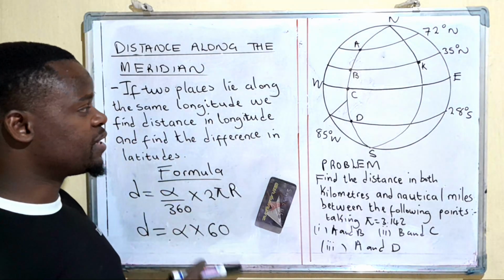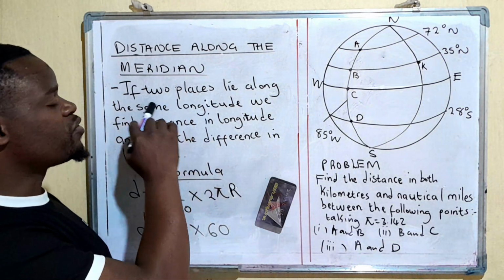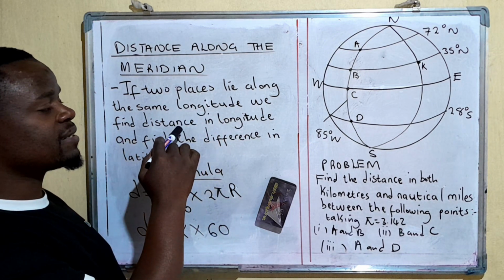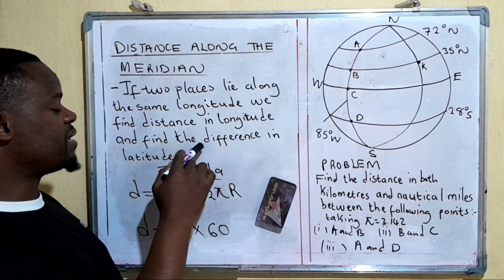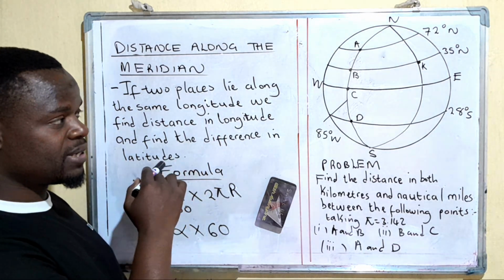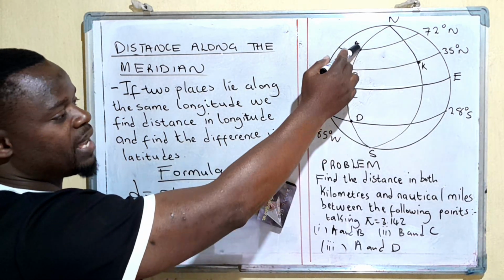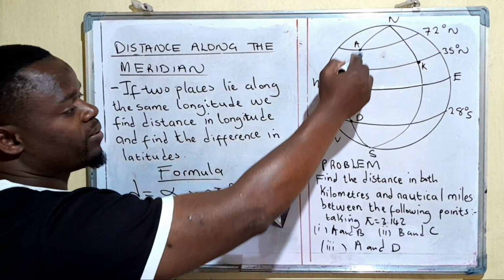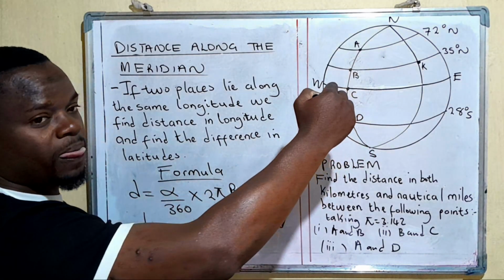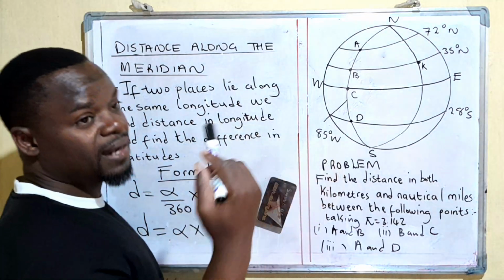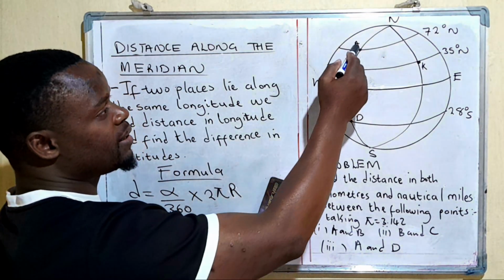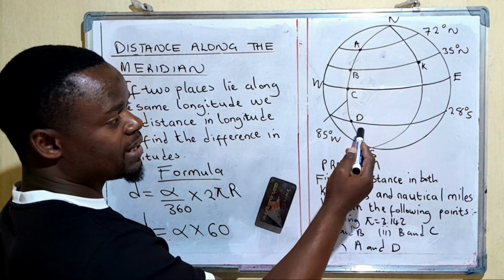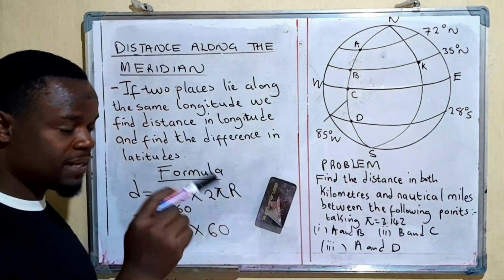First things first, let's look at this preamble. If two places lie along the same longitude, we find the distance along the longitude and find the difference in latitudes. If we are looking at these two points A and D, what we're going to find is the distance along this longitude, and then we'll find the difference in the latitudes whereon they're sitting. This one is sitting on latitude 72 degrees north, and this one is sitting on latitude 28 degrees south.